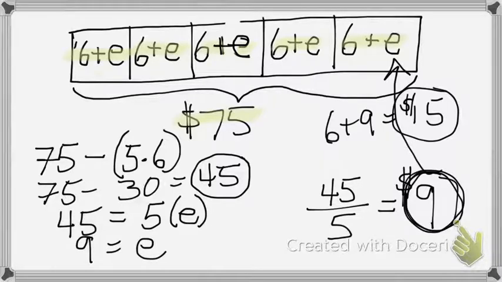And of course, the second question is answered as well, because that asked how much the drive-in movie cost, and that cost $9. So that's using a tape diagram. Pretty simple process, really.